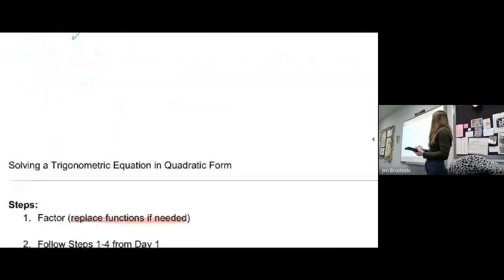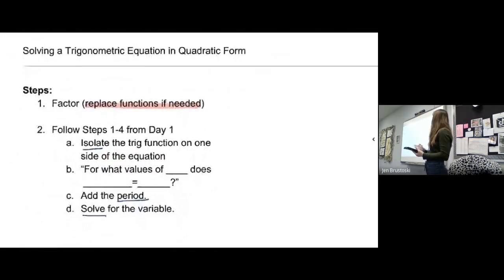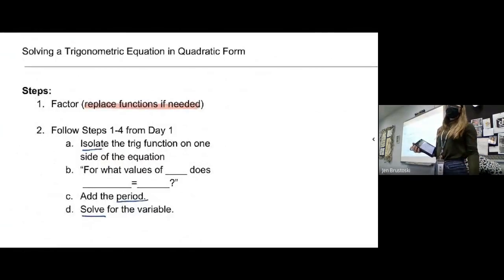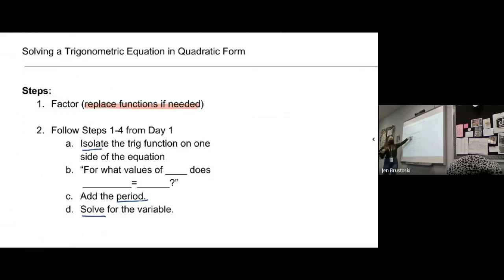Okay, so we're still finding all the solutions to a trig equation. The only difference is that we now are adding in this factoring. You'll see on your notes it's broken up into two pieces. Step one is factor, and then step two is just from day one. You isolate, ask for what values of blank does blank equal blank, add the period, and then solve for the variable. With factoring, you're going to notice it says replace functions if needed. We kind of introduced that last week.